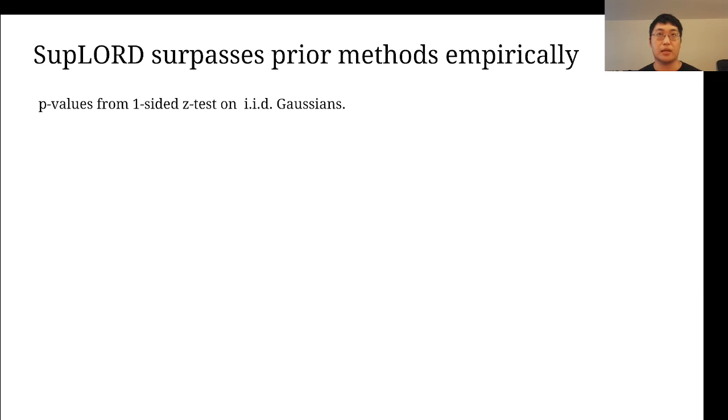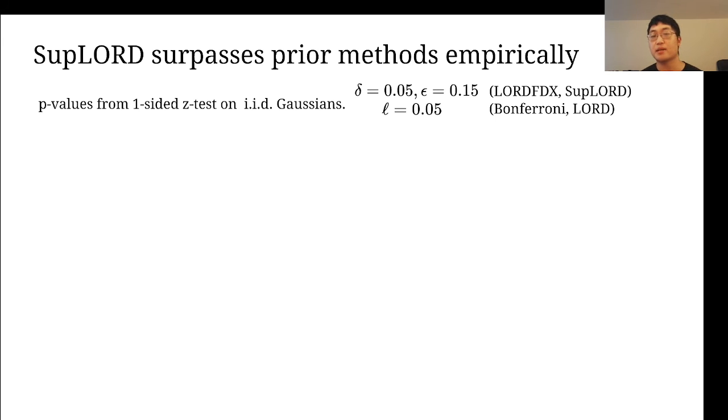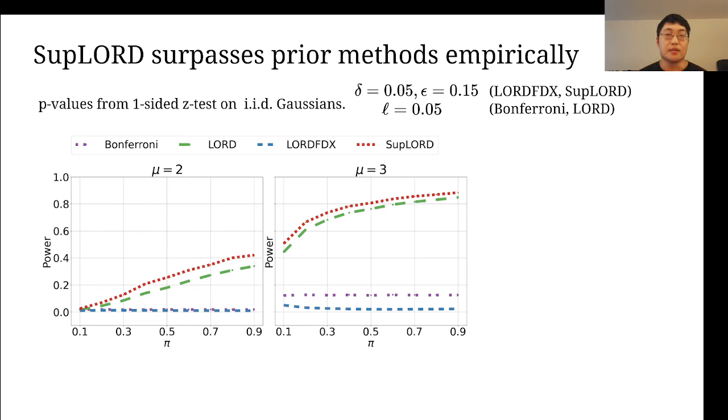And we can now look at some numerical simulations where we show that SupLORD does better than prior algorithms. Our simulation produces p-values from a one-sided z-test on IID Gaussians, where the null has 0 mean and the non-null has different means. And we just choose these settings for our FDX algorithms in the top row and our FDR controlling algorithms in the bottom row, because I guess there's no explicit way to compare them, and these seem like reasonable parameters to choose for each.